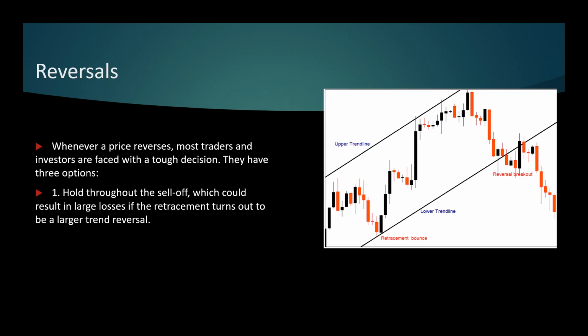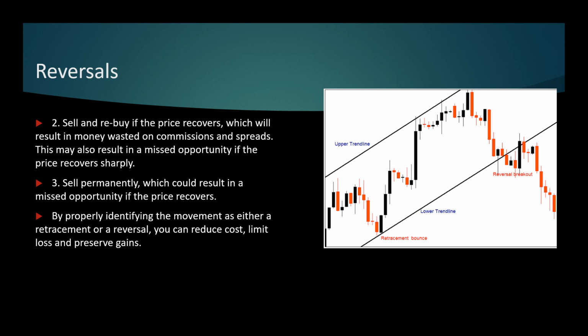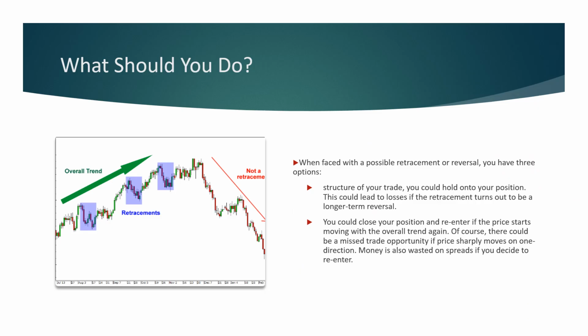Well, when a price reverses, most traders and investors are faced with tough decisions. They have three options. One, hold through the sell-off. Two, sell and rebuy. Three, sell permanently, get out of the market. The problem is, where do you sell and get out of the market, or where do you come back in? By properly identifying the movement as either a retracement or reversal, you can reduce costs, limit loss, and preserve gains. When faced with the possible retracement reversal, you only have those three options.